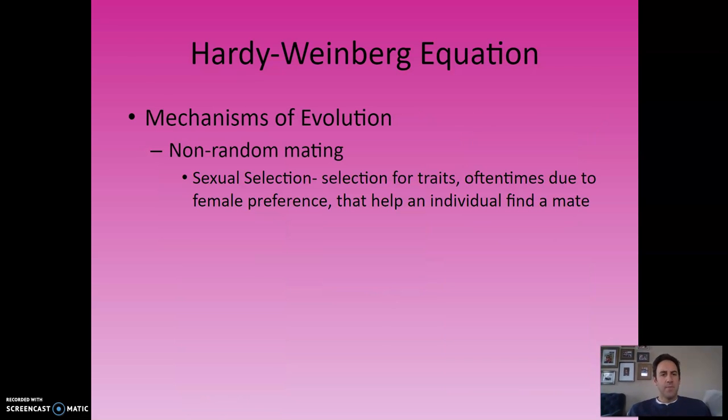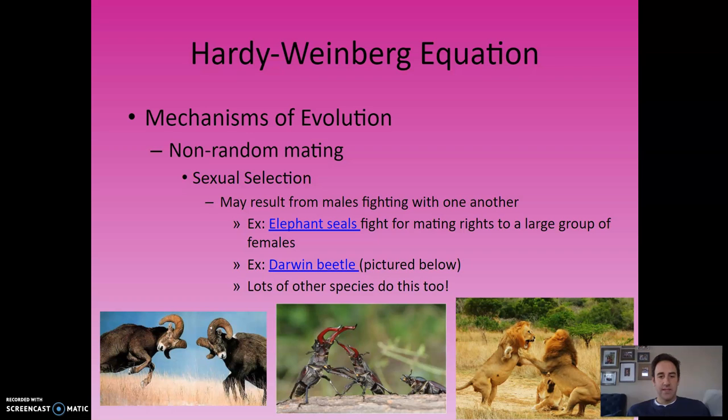All right. Another way that non-random mating can play out, not just inbreeding, is sexual selection. Sexual selection is a lot like natural selection, but instead of nature selecting for traits that help the individual survive and pass on their genes, sexual selection is selection for traits, oftentimes due to female preference, that help an individual find a mate. There are some great examples of this in nature, and I would really encourage you to watch these videos. They're really interesting.